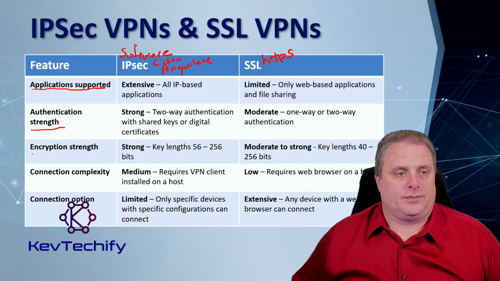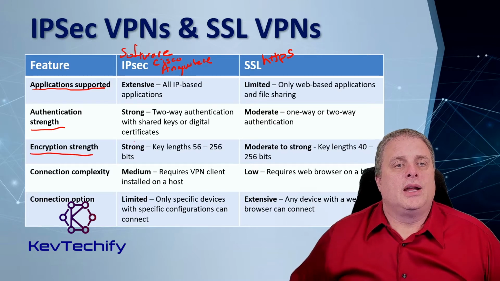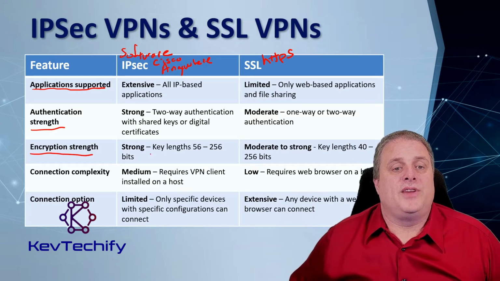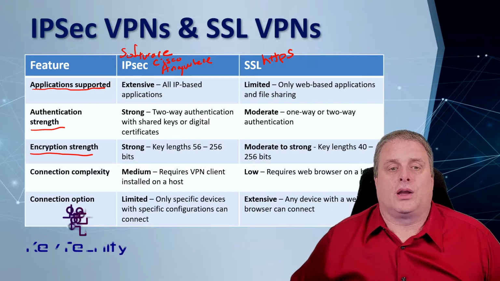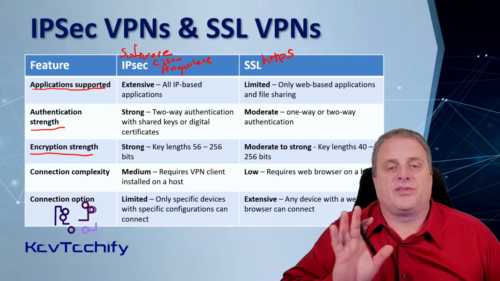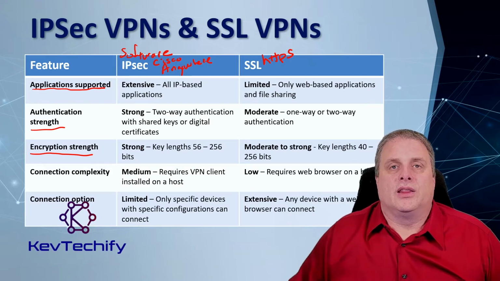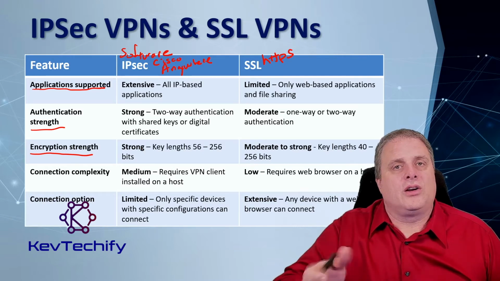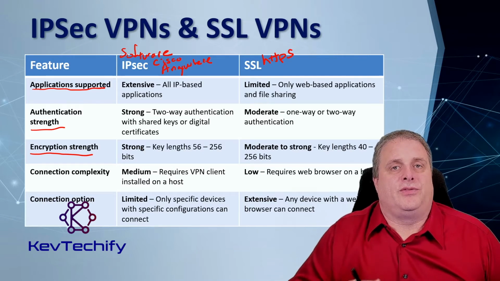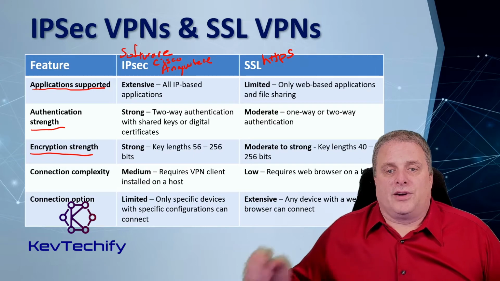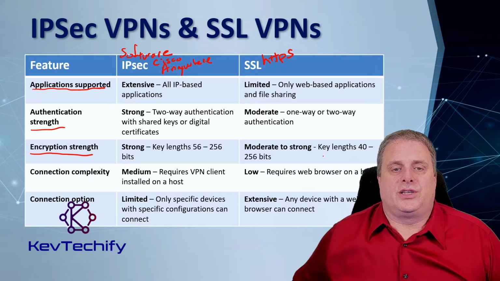Encryption strength. Encryption strength here is the IPsec VPN is considered strong. We can have key lengths here of 56 to 256. The longer the key length is, the harder it is to decrypt that data if you don't know what the key is. For an SSL, it's moderate to strong.